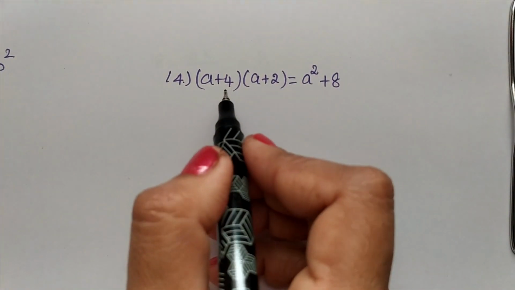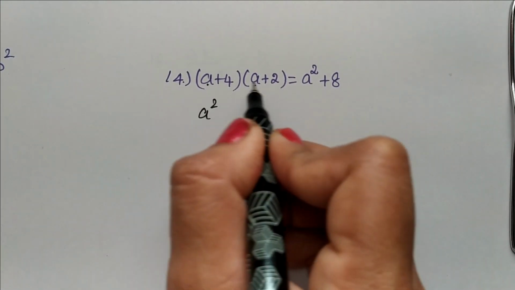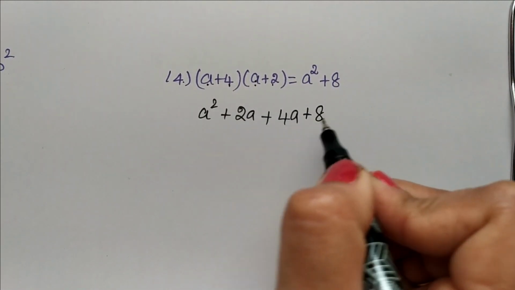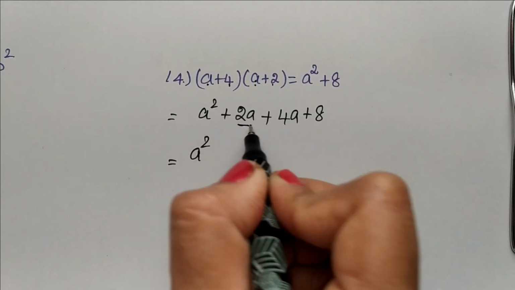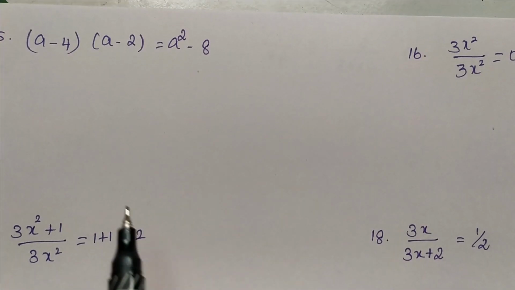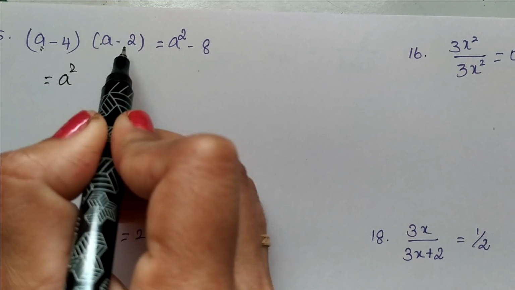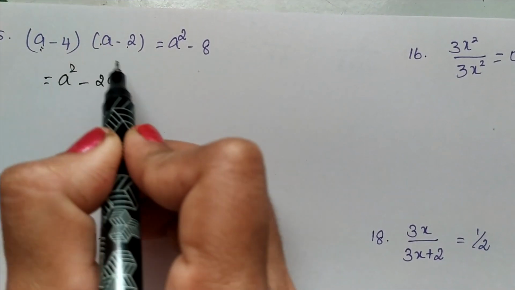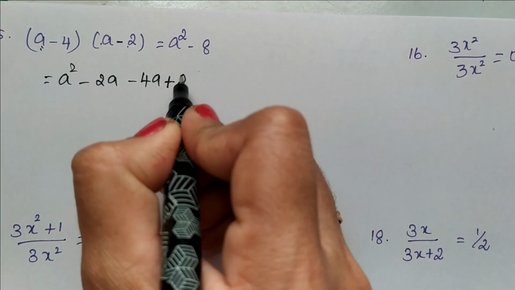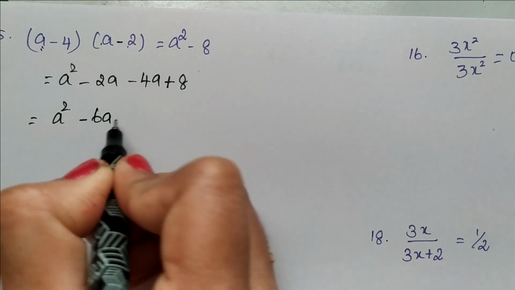Again we have to multiply these two expressions. A into a is a square and a into 2 is 2a plus 4 into a 4a plus 4 into 2 is 8. Now a square 2a plus 4a is 6a plus 8. So now again we need to multiply these two expressions. A into a is a square, a into minus 2 is minus 2a, minus 4 into a is minus 4a. Minus 4 into minus 2 is minus minus plus 4 2s are 8. So a square minus 2a minus 4a is minus 6a plus 8.